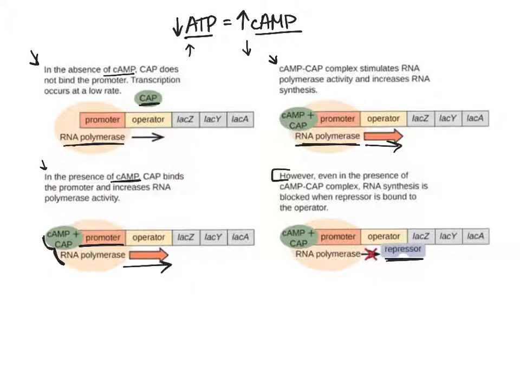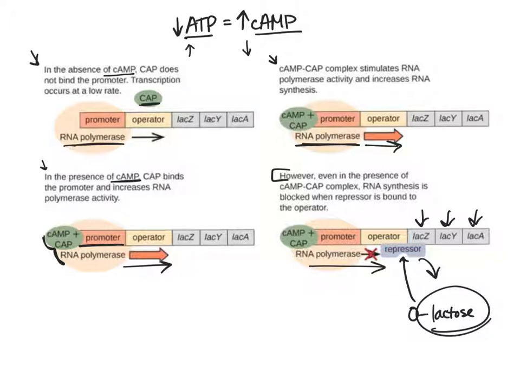So it says, however, even in the presence of cAMP-CAP complex, RNA synthesis is blocked when the repressor is bound to the operator. So remember that if this repressor is bound to the operator, that means that there is no lactose. Because remember, when lactose is bound to the repressor, it changes shape and it falls off. And it falls off to allow RNA polymerase to go down this operon to make these enzymes that are going to help break down lactose for energy.